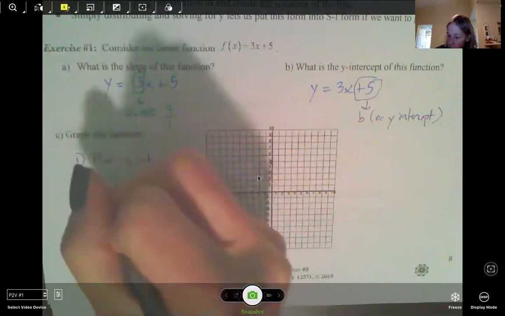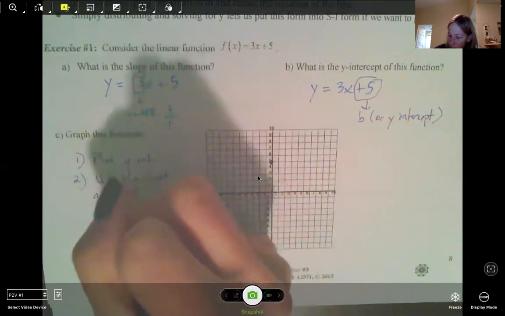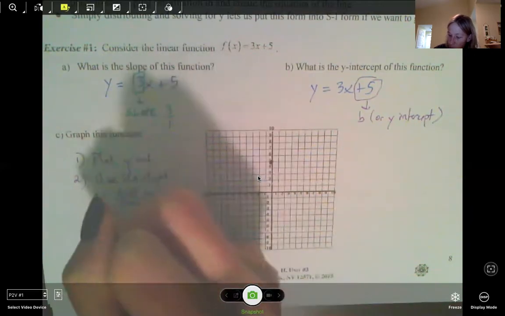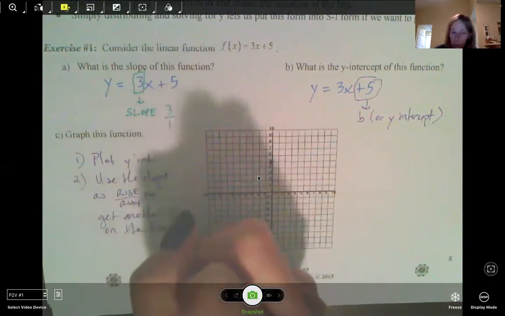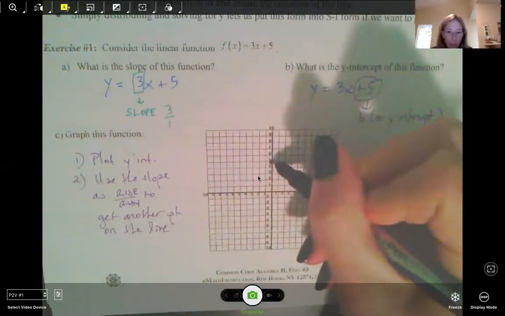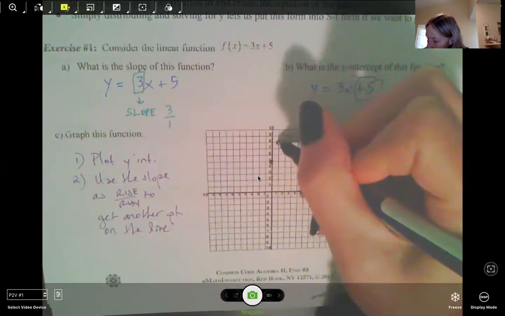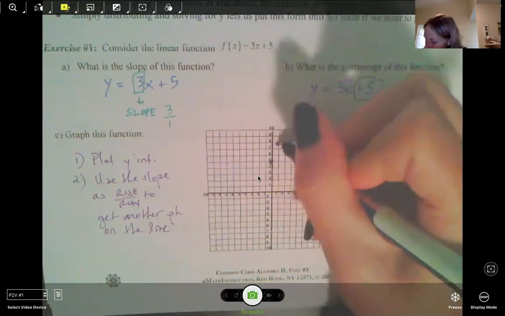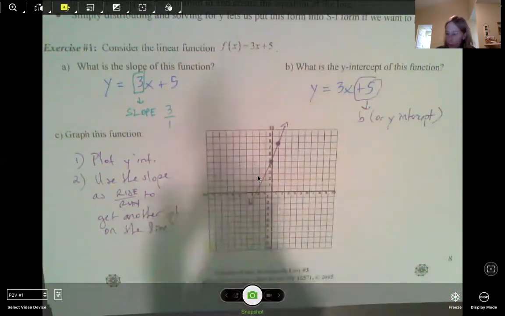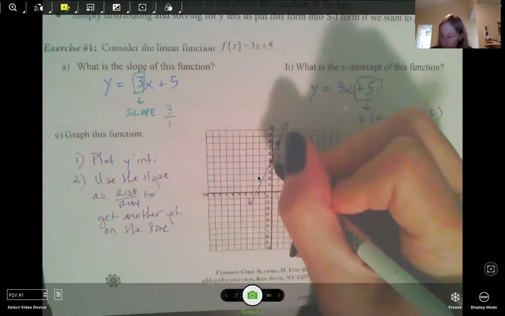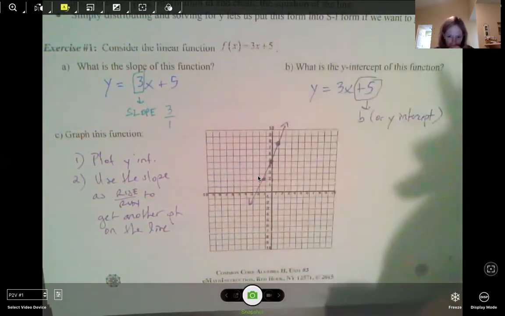And then use the slope as rise over run to get another point on the line. So from our y-intercept, our slope says to go up 3, 1, 2, 3, and over 1. Once we get 2 points, we can then draw our line. Some of you guys may be thinking, can we also go down 3 and to the left 1? And the answer is yes. Notice that point is also still on the line.